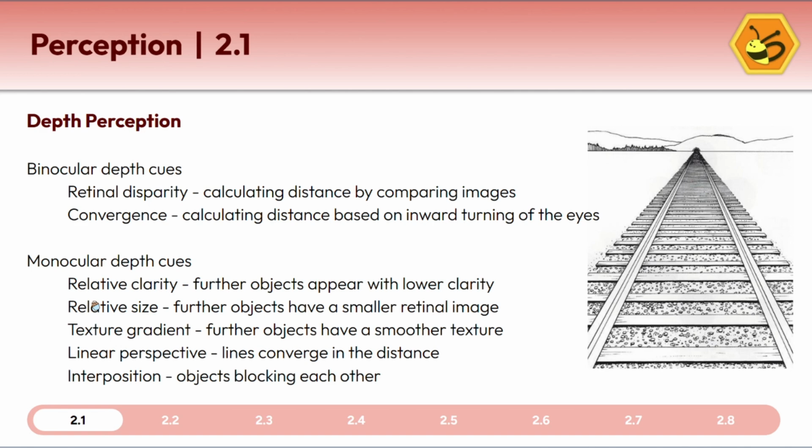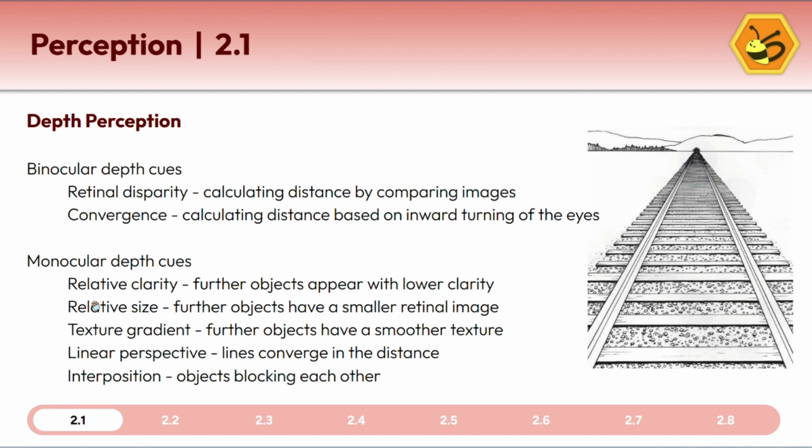Monocular depth cues are depth cues that happen individually in each of your eyes. Relative clarity just means that further objects appear with lower clarity, as they might be kind of blurry or fuzzy or just unclear, and closer objects appear with higher clarity.